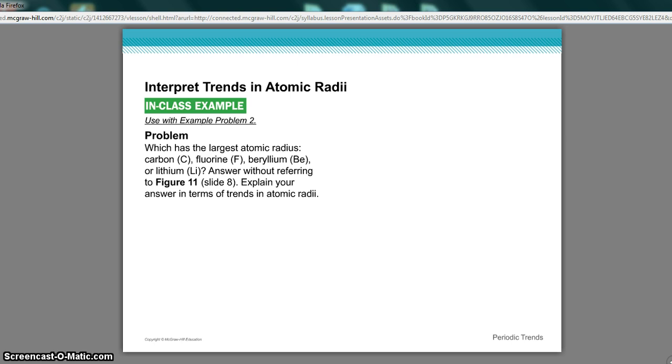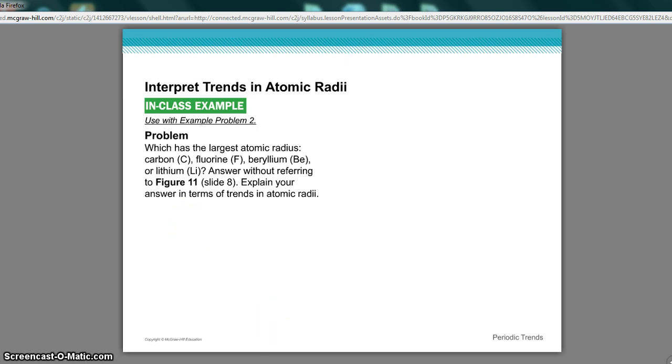Okay, so we want to figure out which has the largest atomic radius: carbon, fluorine, beryllium, or lithium. So looking at the periodic table, we see that all of those elements are in the same period. They have their electrons in the same shell. So the largest radius would be the one to the farthest left with the fewest protons. So of those four, lithium is going to be the one with the largest radius. And if you go back and look at the chart that's in your notes, you can see that in that particular row, in that period, lithium has the largest radius.